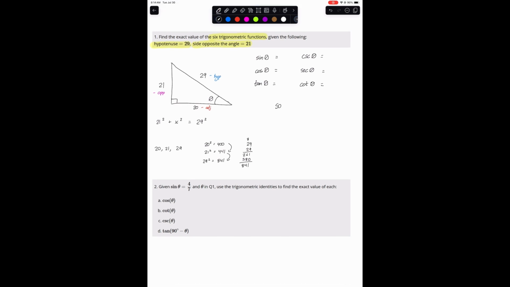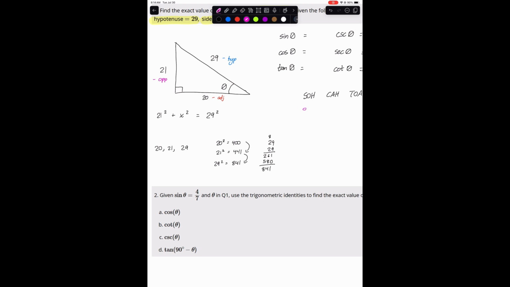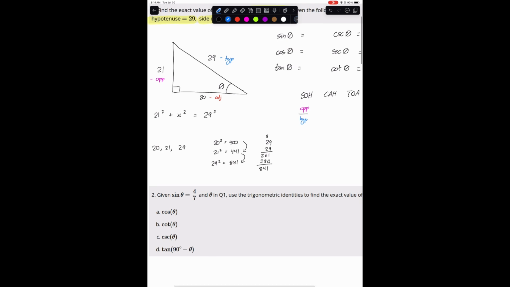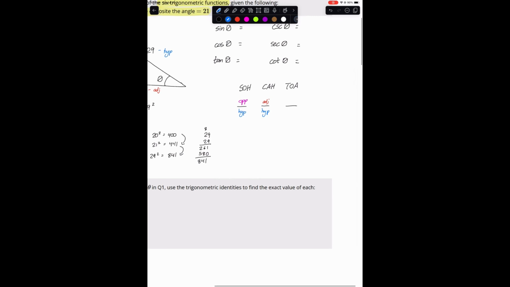So SOHCAHTOA, right? Our sine is opposite over hypotenuse. For cosine, we have adjacent over hypotenuse. And for tangent, we have opposite over adjacent.